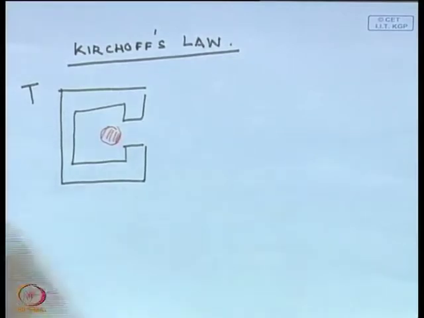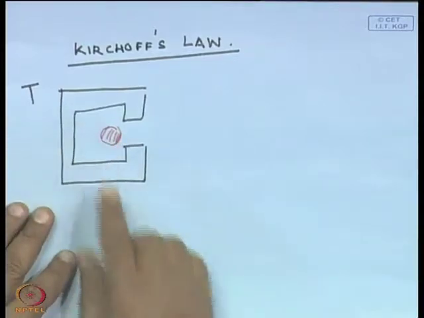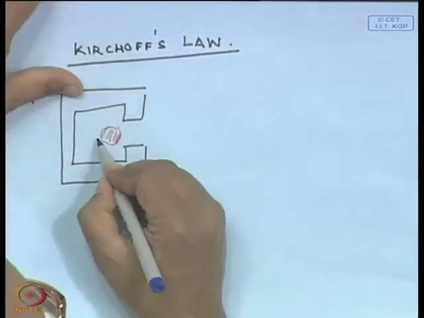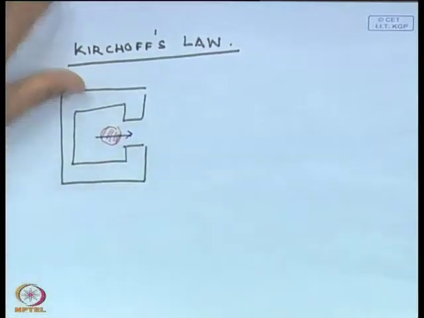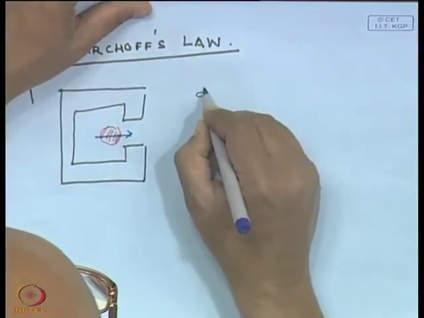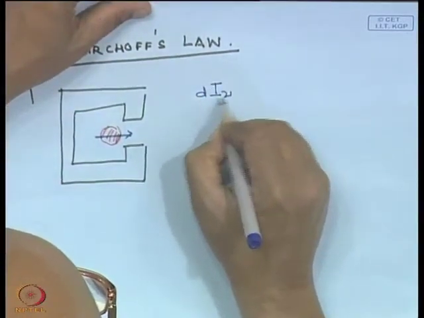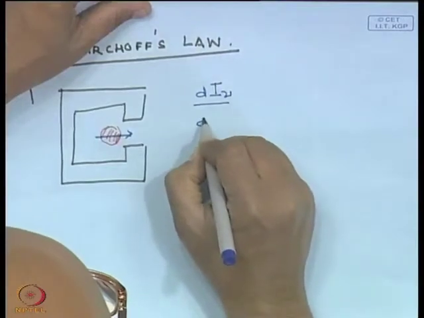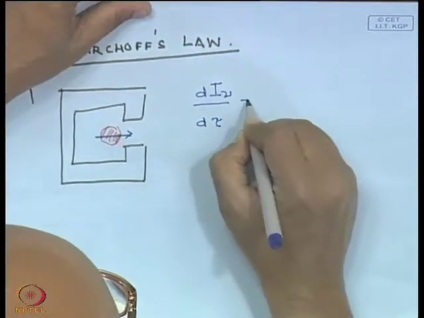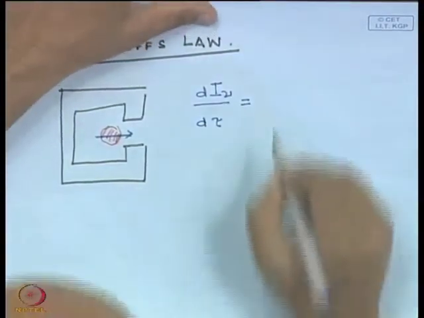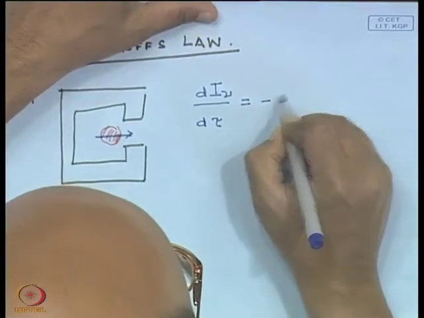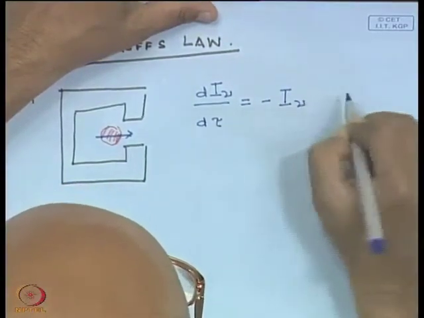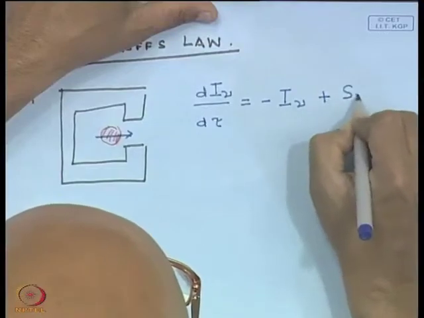Okay. And let us write down the radiative transfer equation through this material. So, the radiative transfer equation we see is d I nu d tau is equal to minus I nu plus S nu.